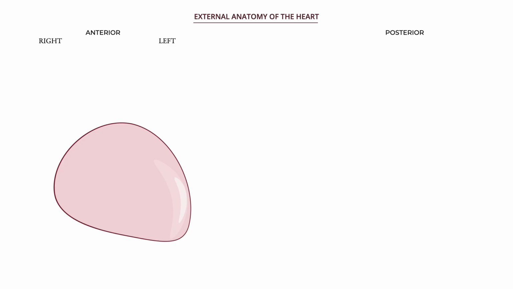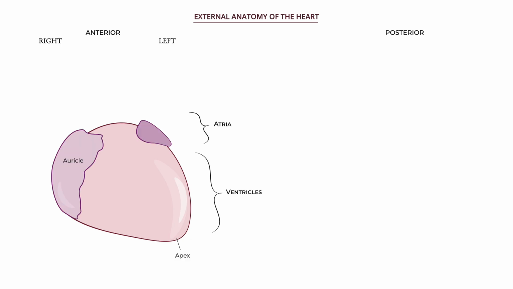Internally, the heart's divided into four chambers, which will approximate on the external surface. The smaller chambers, the atria, are superior and the ventricles are inferior. Draw the auricles, they're ear-like extensions of the atria. When necessary, these pouches can expand to accommodate blood flow.